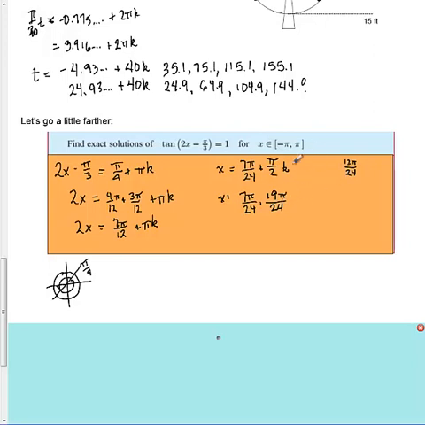And for the negative ones, if we let k equal negative 1, we subtract 12 pi over 24 from 7 pi over 24, and we get minus 5 pi over 24. That's the first negative one. Then subtract 12 pi over 24 again, and we get minus 17 pi over 24. If we do that again, we'll be less than negative pi. So those are the 4 answers that we've got.